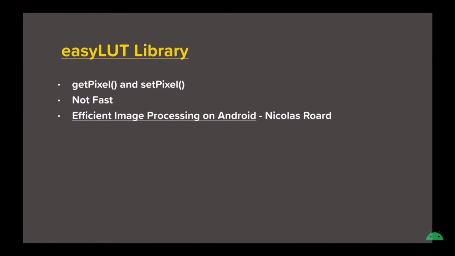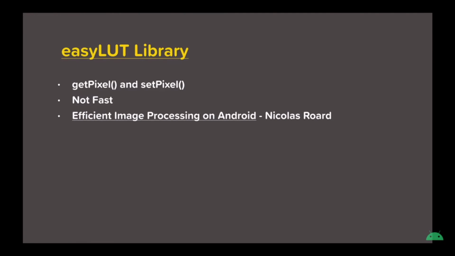And my dreams got shattered when I got to know that this easy LUT library internally actually uses getPixel and setPixel Java API, which is not so fast because it runs on the CPU. So getPixel would iterate over all the pixels of an image, and you can imagine, living in 2020, how many pixels are now in our images. So iterating them on CPU is probably not a good idea.